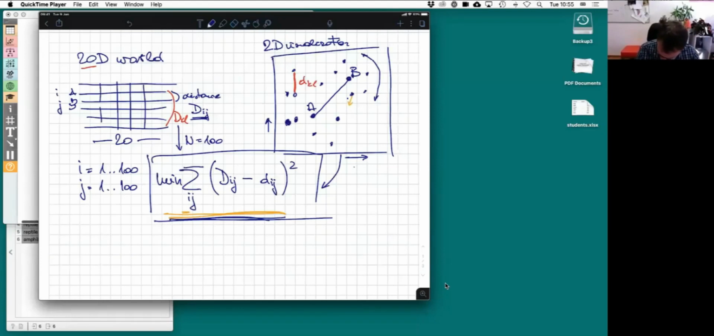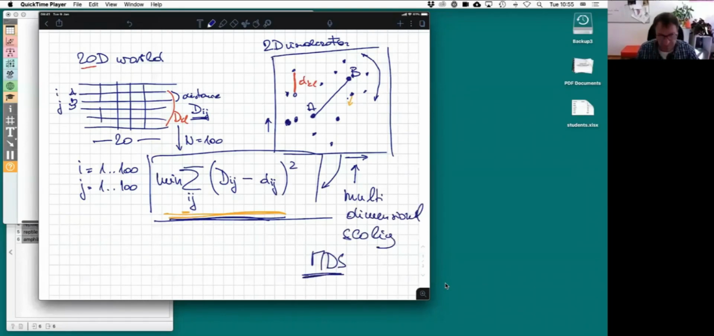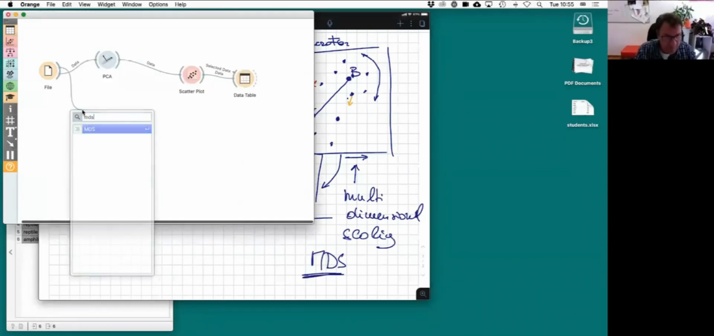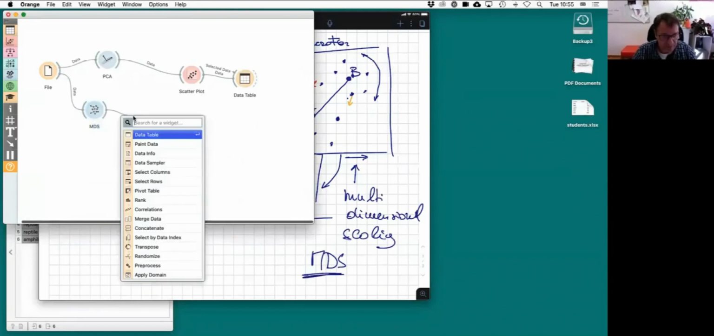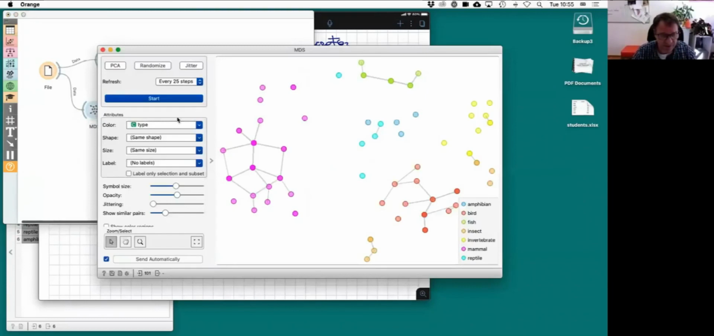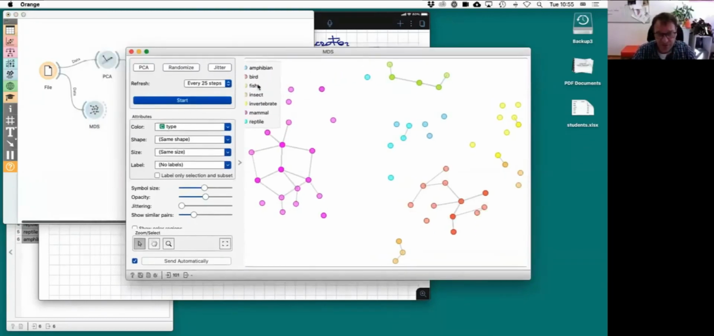Okay, this particular visualization is called MDS, multi-dimensional scaling, or MDS. So let's see the MDS from the zoo. And then the MDS displays itself, and that's the MDS. And it's not too far away from the PCA, basically.